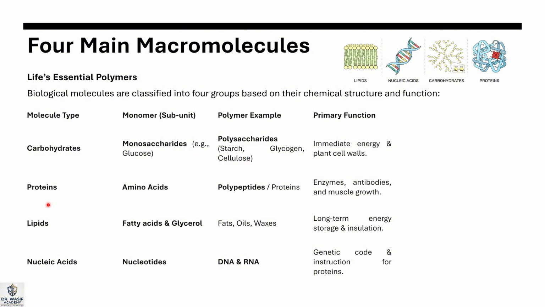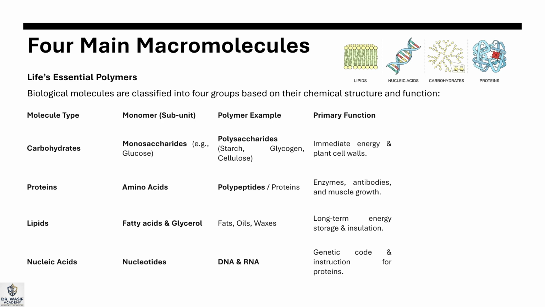Then we are looking at proteins. Next, we have proteins. These are built from amino acids. When these link up, they form polypeptides. Think of these as the doers of the body. They make up your muscles, your antibodies, and your enzymes. Then we have lipids, which are your fats and oils. These are vital for long-term energy and keep you warm.